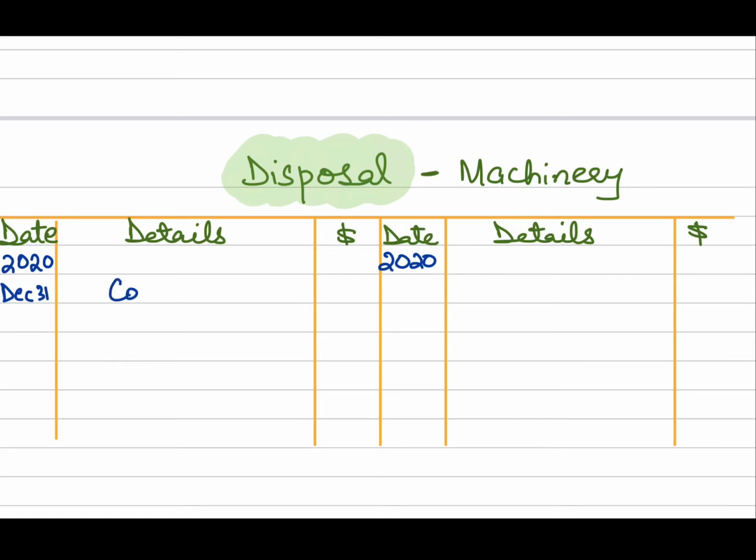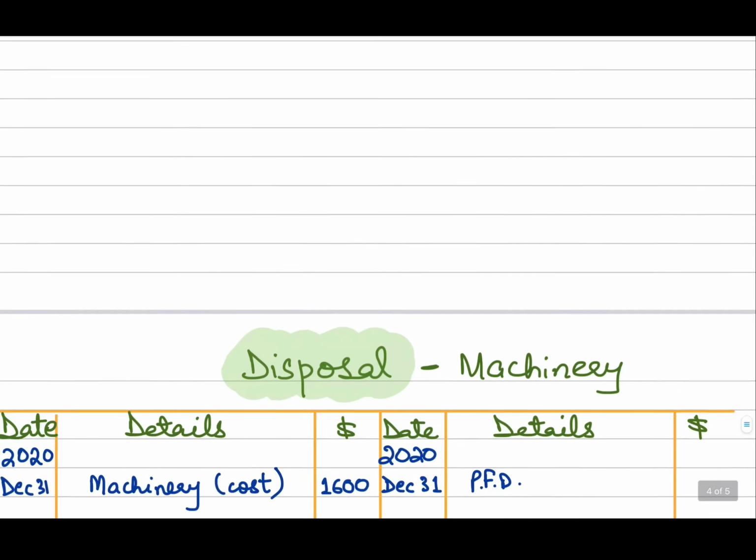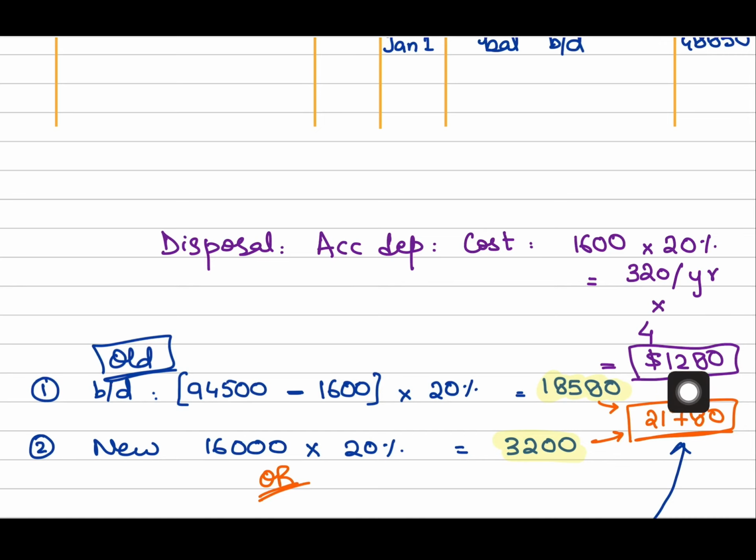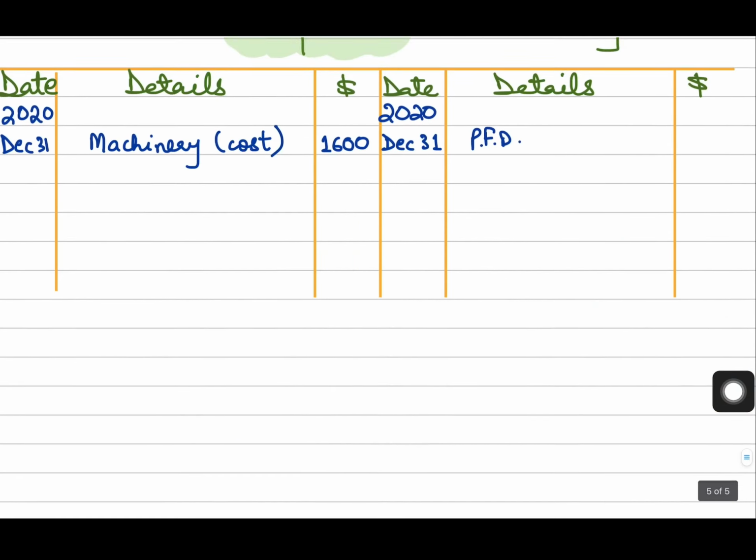So the cost will first of all come on the debit side, and that is the machinery account, the cost account, right? This was at cost. So the cost of the asset which I disposed of in the current year had a cost of $1,600. Then what else? The accumulated depreciation, of course. So the provision for depreciation we calculated on this asset for 4 years, and that was how much? That turned out to be $1,280.